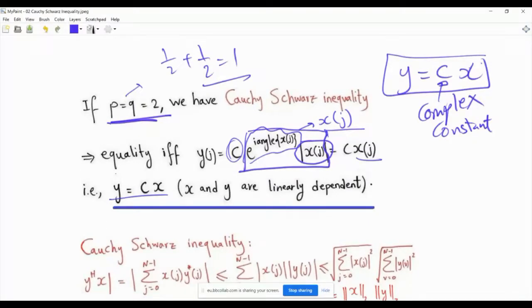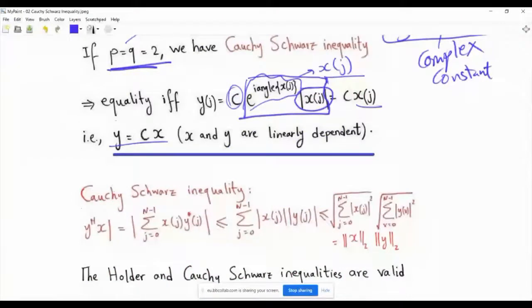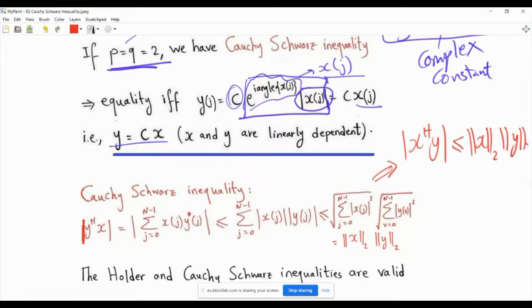So the Cauchy-Schwarz inequality, here it is. It's missing the magnitude here. Now again you just replace p by 2 and you replace q by 2, and so this is the Cauchy-Schwarz inequality. The short form of it is that the magnitude of x Hermitian y is less than or equal to the L2 norm of x multiplied by the L2 norm of y. Very, very important and very, very useful.